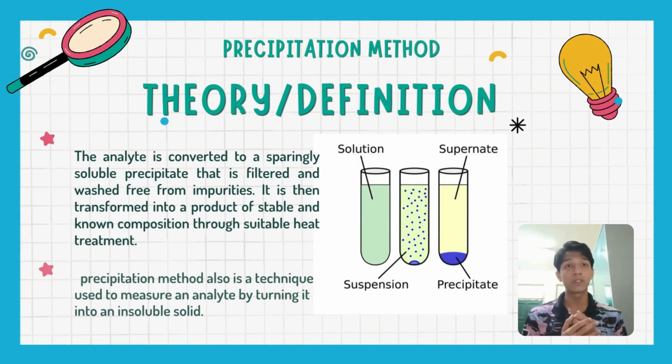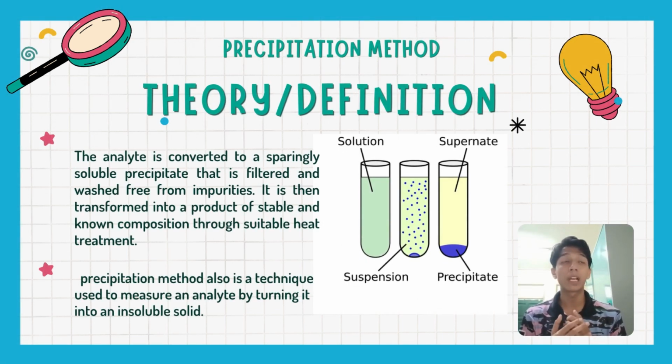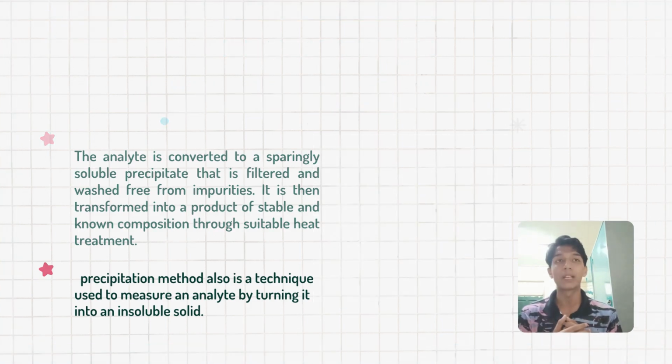Before we dive into the specific reaction, let's discuss the theory behind the precipitation method. In this method, the analyte is converted to a sparingly soluble precipitate. This precipitate is then filtered and washed free from impurities. After that, it is transformed into a product of stable and known composition through a suitable heat treatment. Precipitation is also a technique used to measure an analyte by turning it into an insoluble solid. This allows for the precise quantification of the analyte.